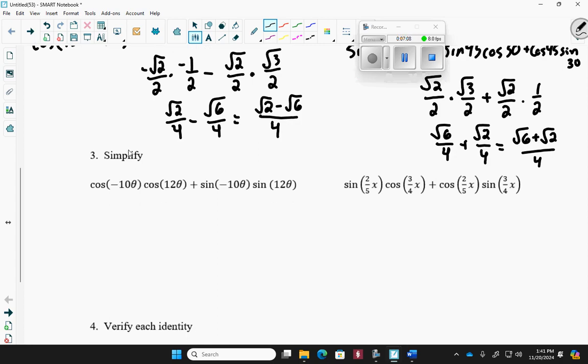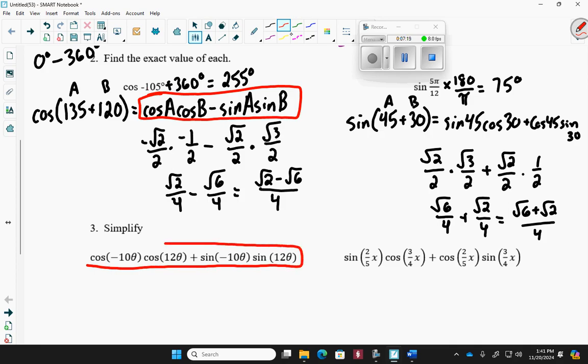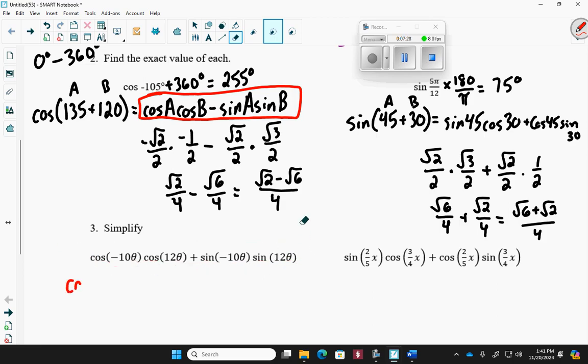Now question number 3, you're actually working backwards. So going back to question number 2, if you notice, you actually had to create the identity, kind of expanded. Here, the identity has already been expanded. So what you've got to do is figure out what identity this is. Is it going to be cosine A minus B? Is it cosine A plus B? Is it sine A plus B? Or is it sine A minus B? And you have your formulas with you, so you should be able to figure that out by looking at how everything is set up.